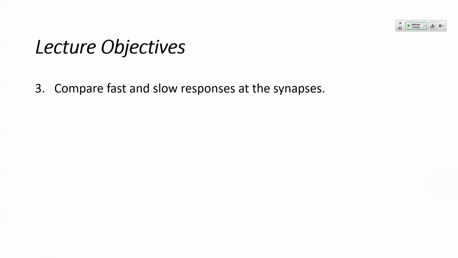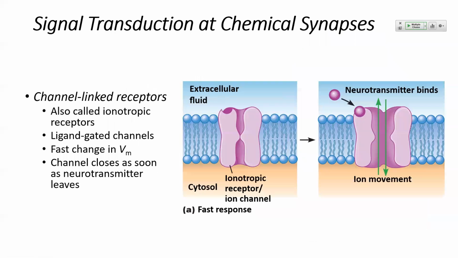Let's move on to our third objective here, which is to compare that fast and slow response that I mentioned. And this is based upon two different types of receptors that we see on the postsynaptic cell. So the first type of receptor we see is called a channel-linked receptor, also called an ionotropic receptor. This is an example of a fast response because of the nature of this receptor and the way that it is bringing about a cellular response in this instance.